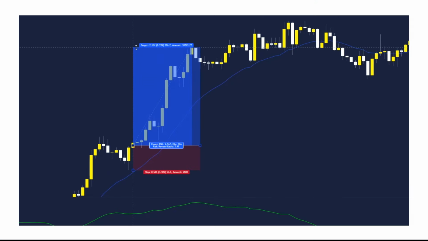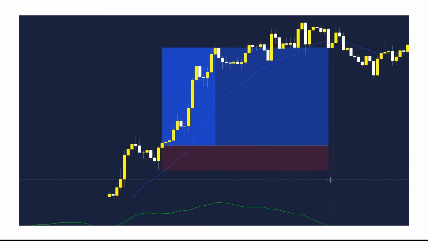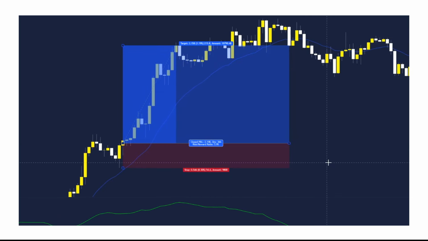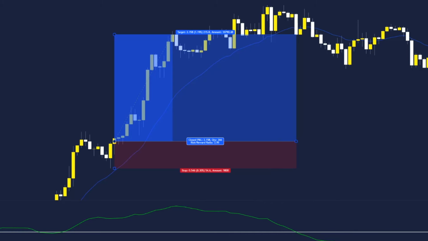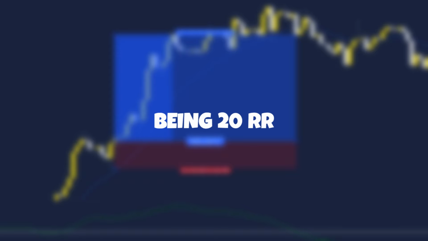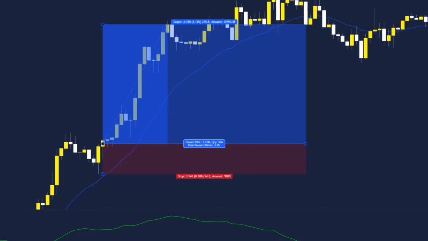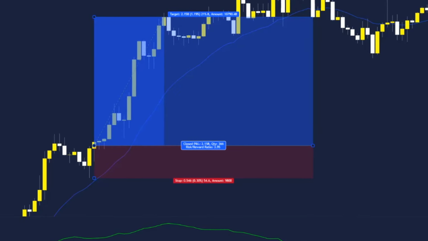Using this strategy, you can expect to see massive risk to reward ratios hit with huge profit. Some of the lower trades that have hit have usually been around the 3 risk to reward ratio, with some of the larger trades being 20 plus risk to reward ratio. And just before I show you these amazing results, let me show you a sell trade so you can see the other side of it.